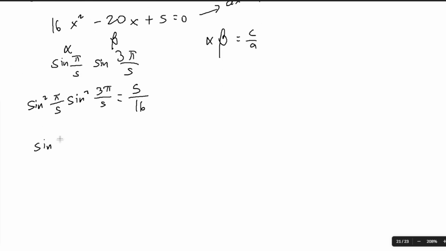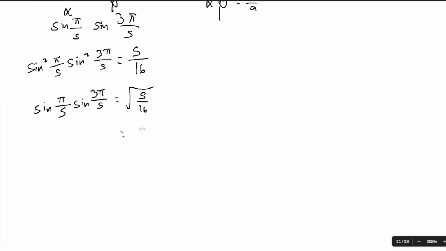So trying to get rid of these squares here, it would be sine pi over 5 times sine 3 pi over 5 is equal to root of 5 over 16.